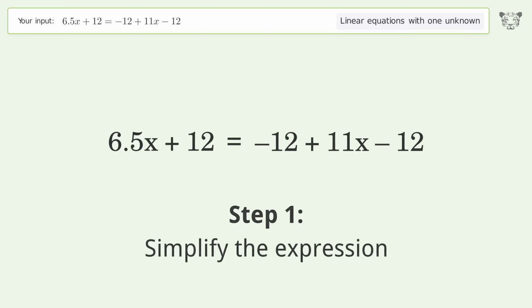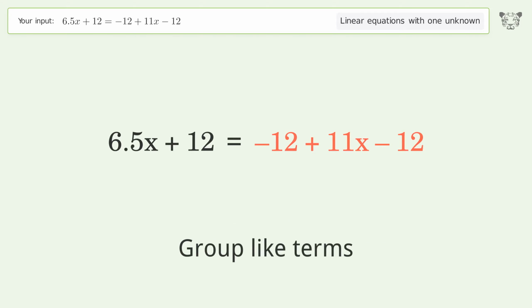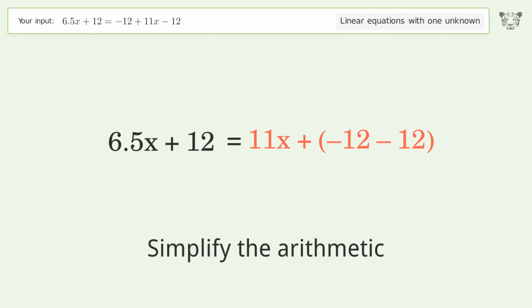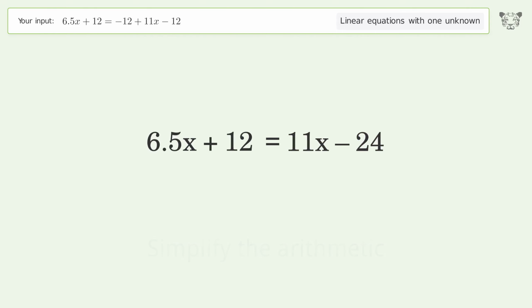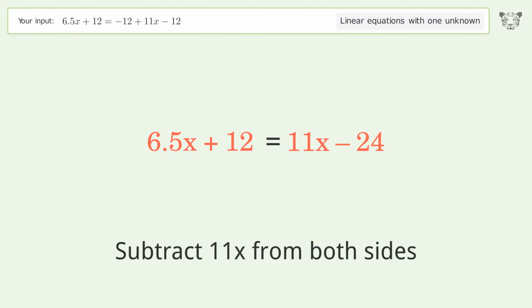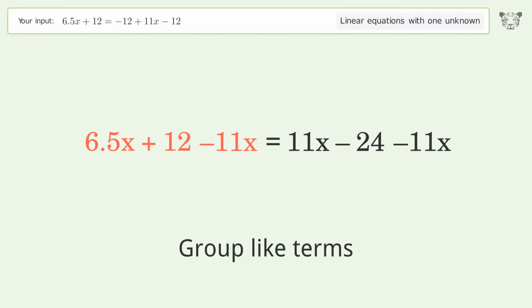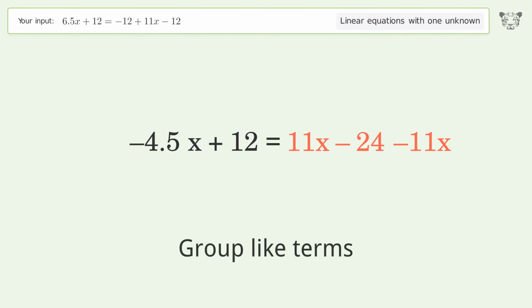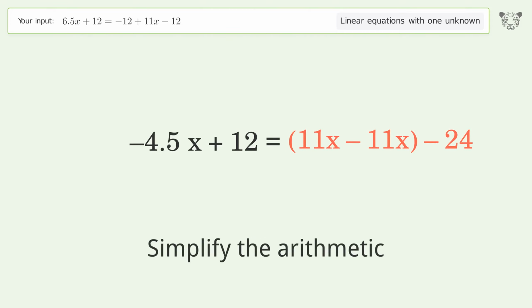Simplify the expression. Group like terms. Simplify the arithmetic. Group all x terms on the left side of the equation. Subtract 11x from both sides. Group like terms. Simplify the arithmetic. Group like terms. Simplify the arithmetic.